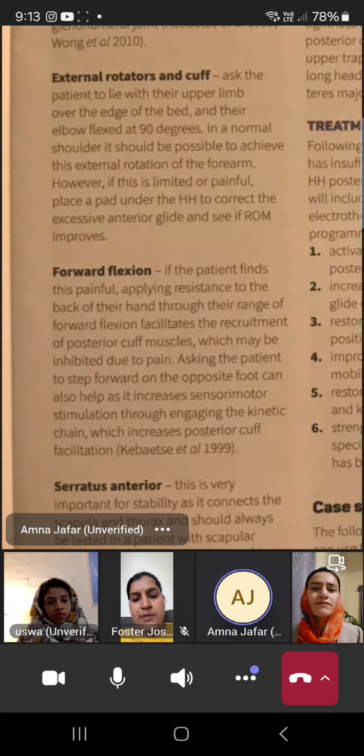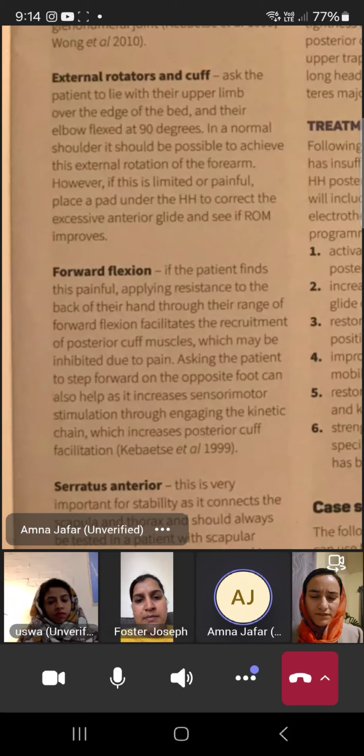With forward flexion, if the patient finds this painful, applying resistance to the back of their hand through their range of forward flexion facilitates the recruitment of posterior cuff muscles, which may be inhibited due to pain. So yeah, this is important.